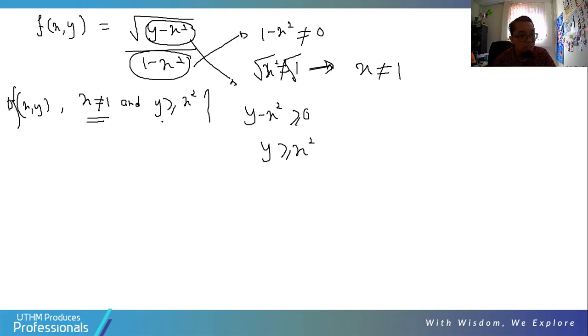So how to sketch this domain? Okay, so x minus 1. So this one kita don't want. Okay, exclude, kita nak exclude. Okay, this one we need exclude sebab not equal. So this one equal and larger than x square.